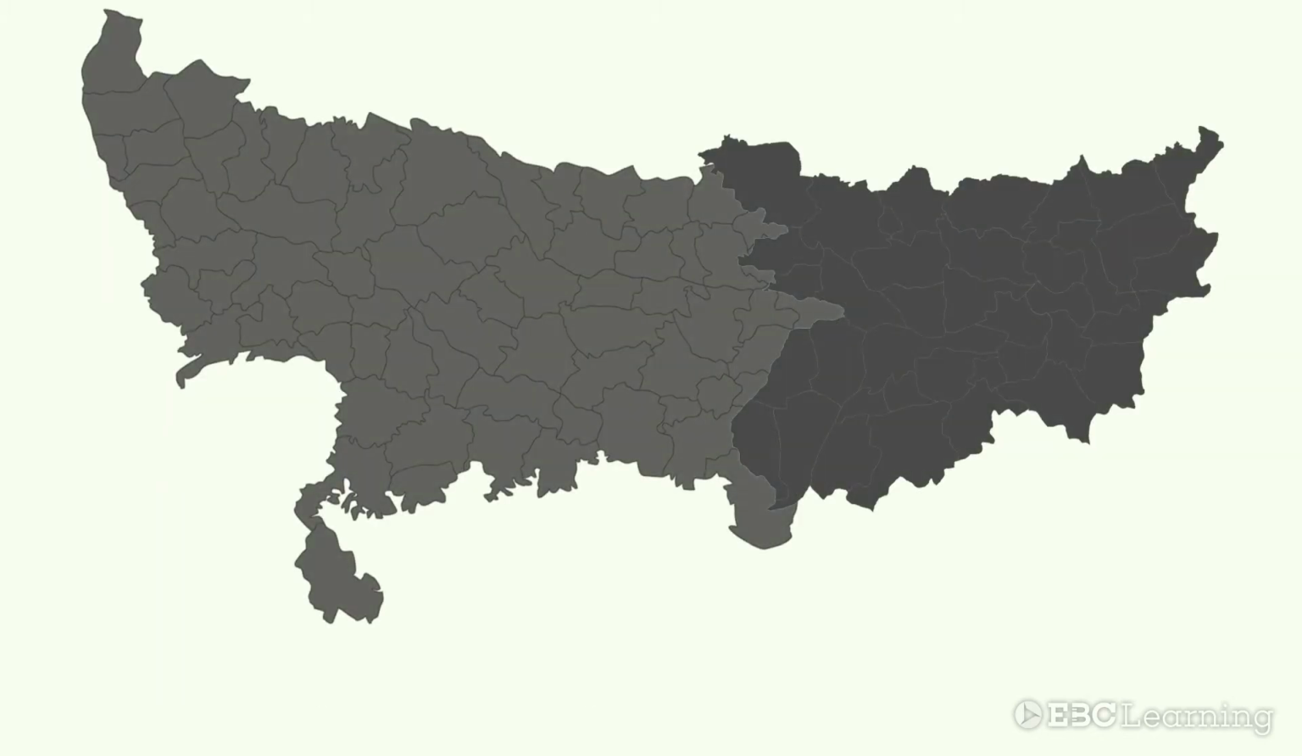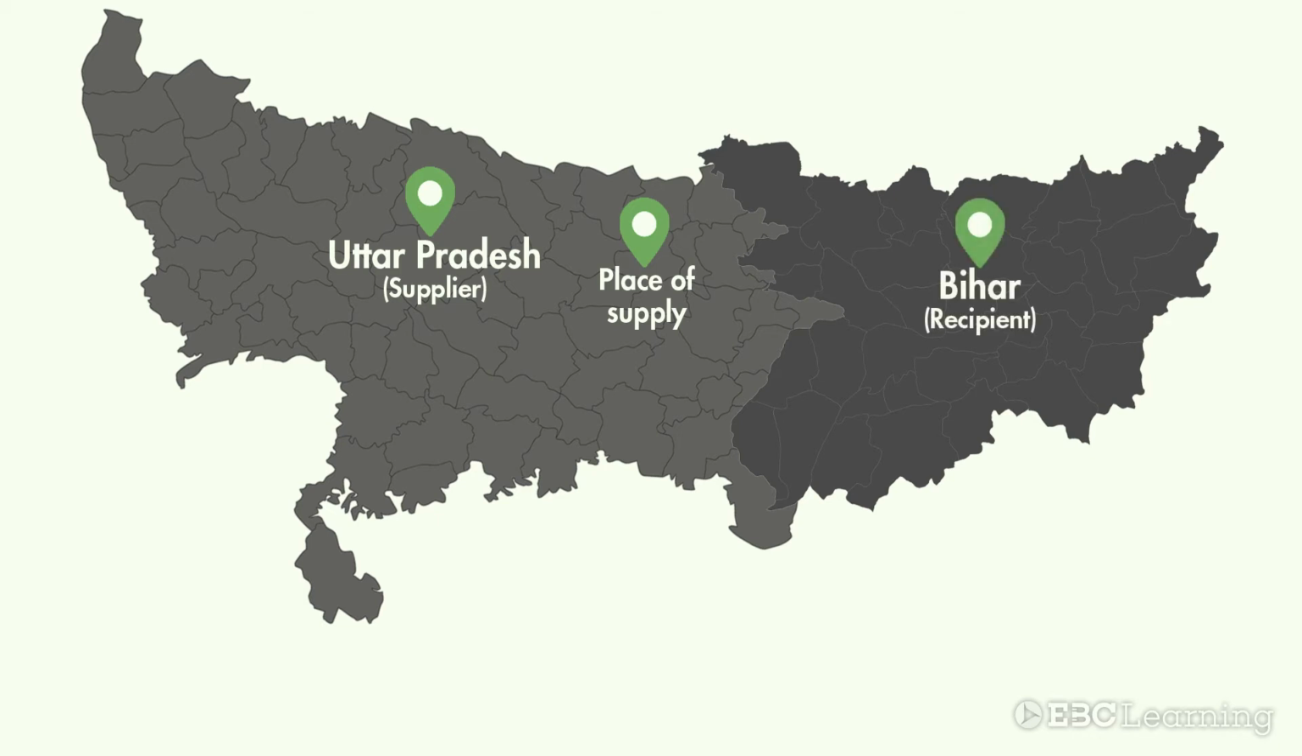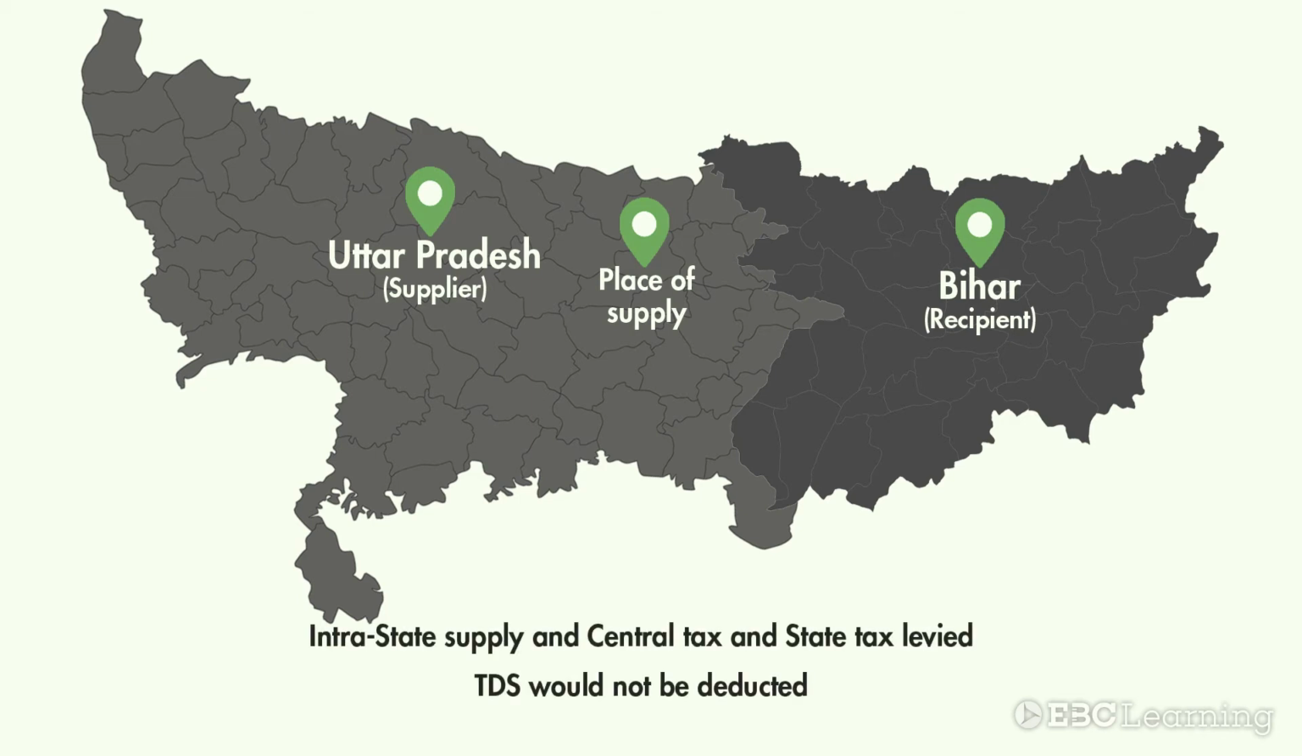Take a third situation where the supplier as well as the place of supply are in state A and the recipient is located in state B. The supply would be an interstate supply and central tax and state tax would be levied. In such a case, transfer of TDS, CGST plus SGST of state B to the cash ledger of the supplier, that is CGST plus SGST of state A, would be difficult. In such cases, TDS would not be deducted.